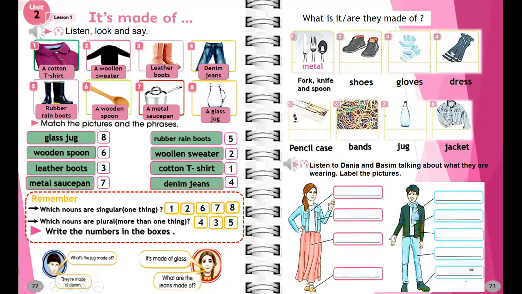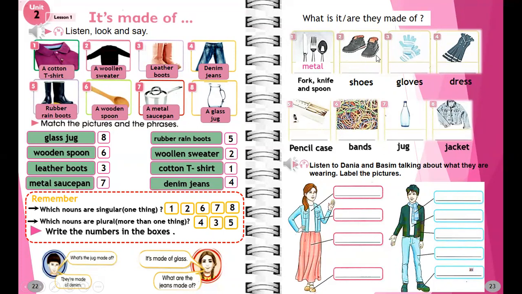So now we will ask about these pictures. You should write the material under each picture. أنت لازم تسجل مادة الصنع تحت كل صورة. We should determine the material for each picture or each item. First, picture one. We have three things: a fork, شوكة, a knife, سكين, and a spoon, ملعقة. When I want to ask about the material, أقول what are they made of? This is because I have three things, plural. They are made of metal. You should write metal under the picture.